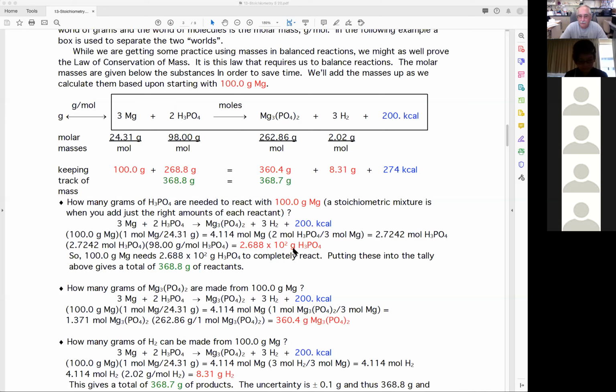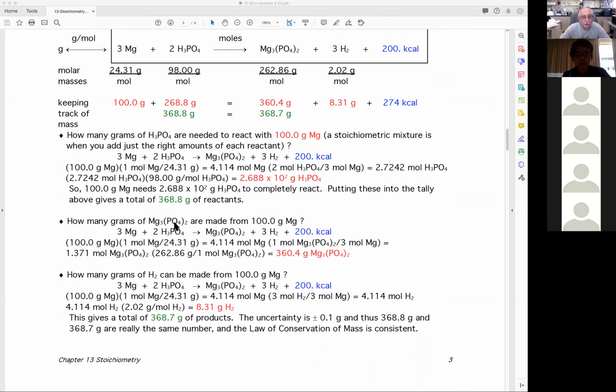So here's what we figured out so far. For every 100 grams of magnesium, it requires 268.8 grams of phosphoric acid to react with. That means that on the reactant side, we have 368.8 grams. When it's all converted into products, we should have 368.8 grams of products because of the law of conservation of mass. So I'm going to just calculate this and this and this just to see that we know how to do this.